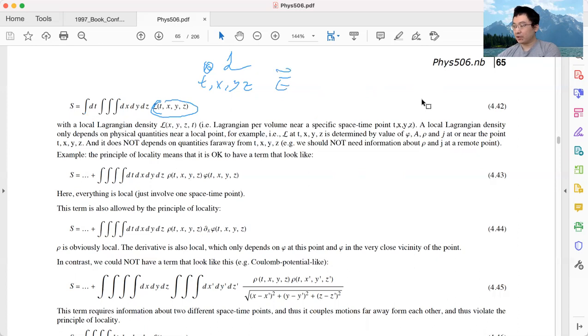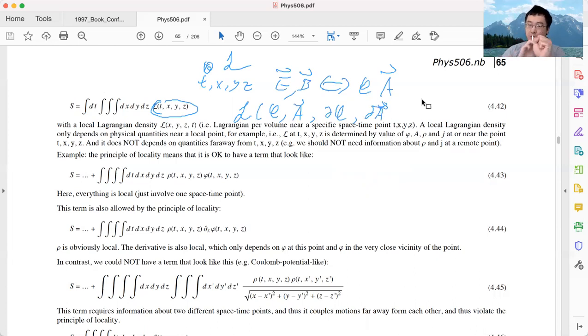Near this local region, I can measure my field strength. I can measure my E. I can measure my B. Or equivalently, I can say I define the scalar potential and the vector potential at this point. So my Lagrangian density should depend on phi and A near this point. We get the value near this point, and the Lagrangian density should depend on that. The Lagrangian density can also depend on the derivative of phi and A. So the derivative of phi and A is also defined in this local region.